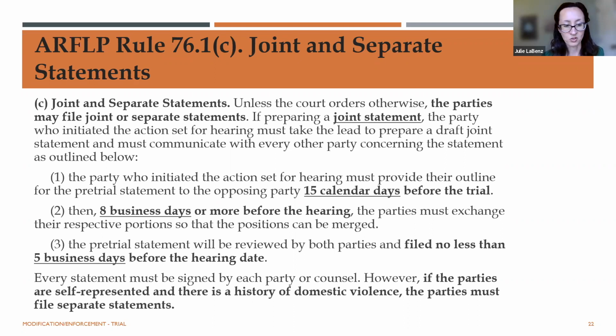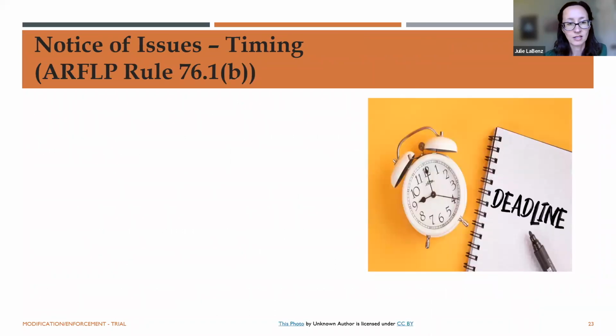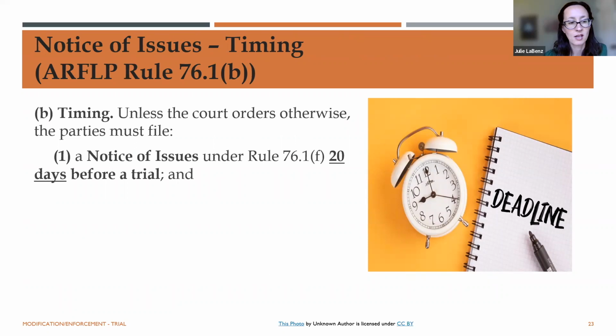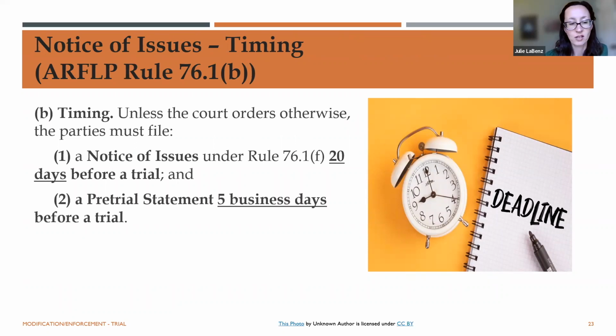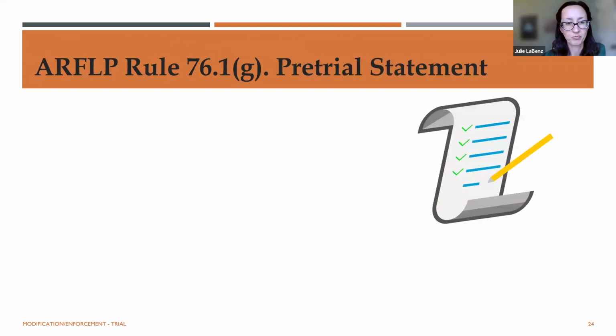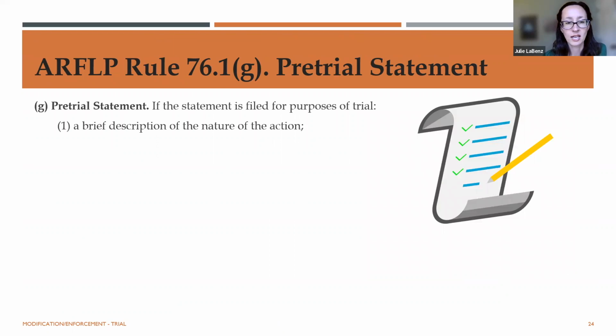If, however, the parties are self-represented and there's a history of domestic violence, then the parties must file separate pretrial statements. And then just a reminder of the timing, the notice of issues is due 20 calendar days before trial. The pretrial statement is due 5 business days before trial. The pretrial statement contains a lot of information, and this is all in the set form that we'll go over.